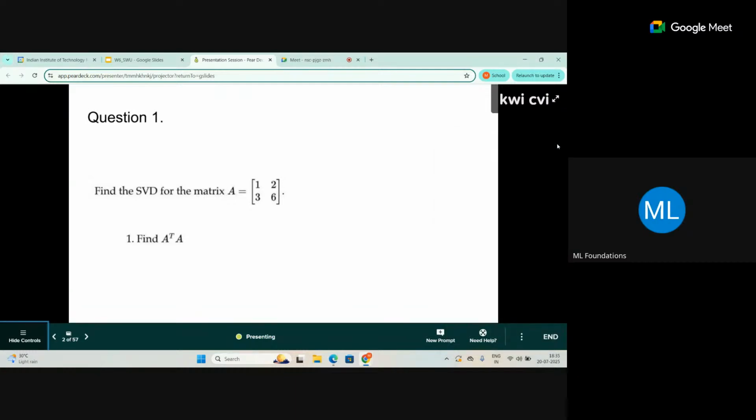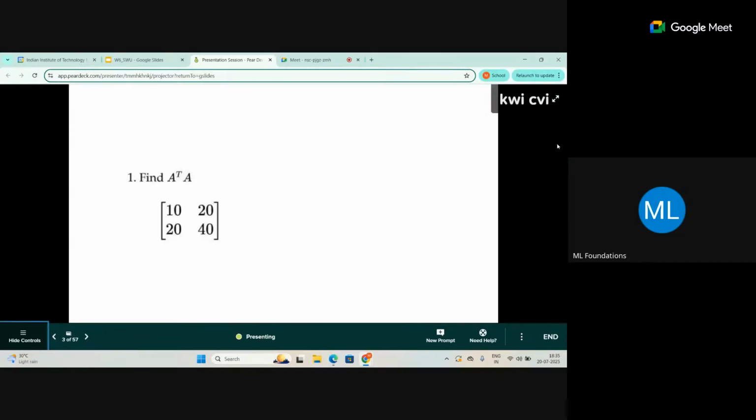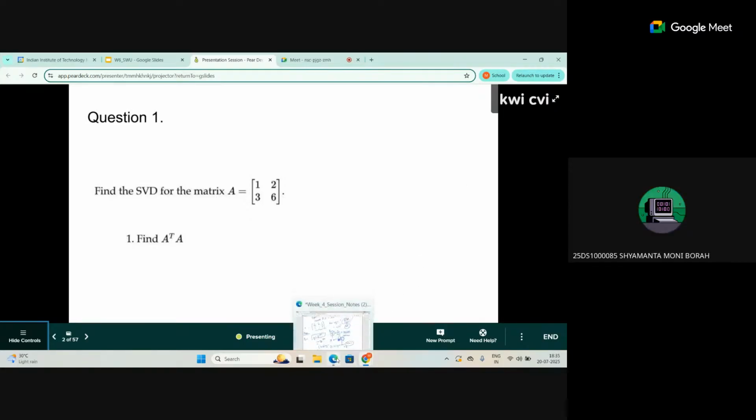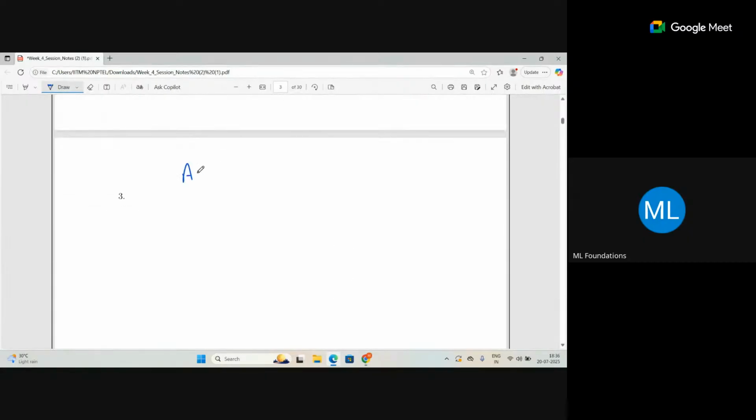So the first step was to find A transpose A, right? Just check whether it is correct or not. Is this what you got? Yes, sir, A transpose A is 20. No, a different answer. A transpose A or A transpose? A transpose is this only. Yes, that is the correct one. So what is A? Row-wise 1, 2, and 3, 6.